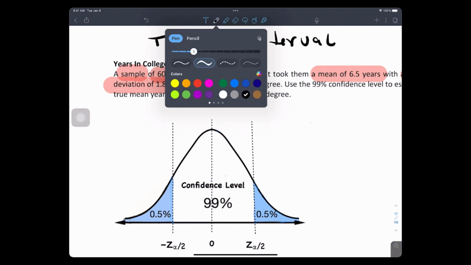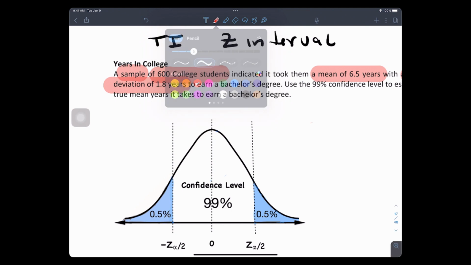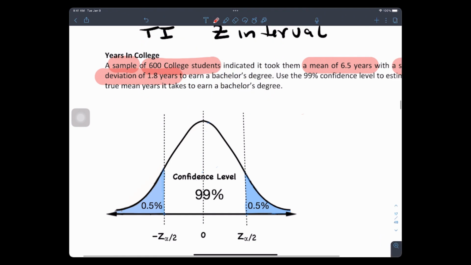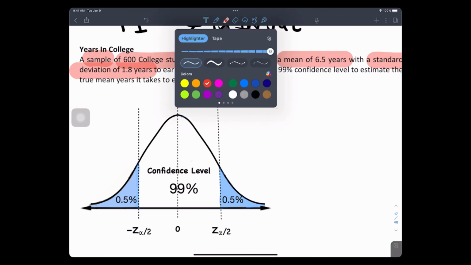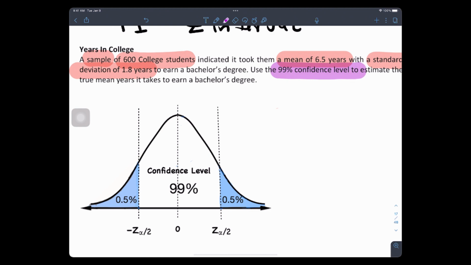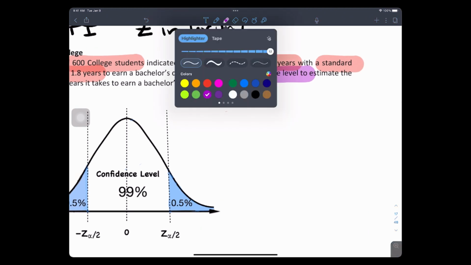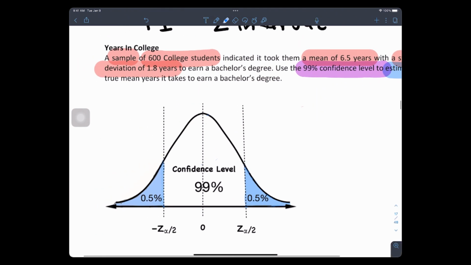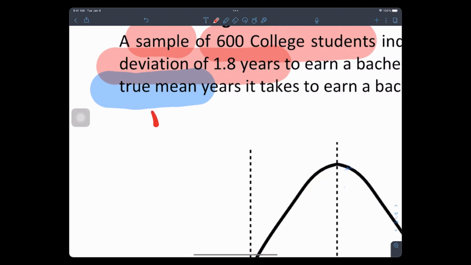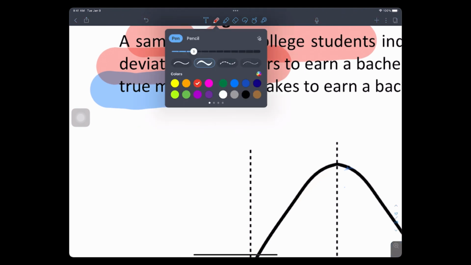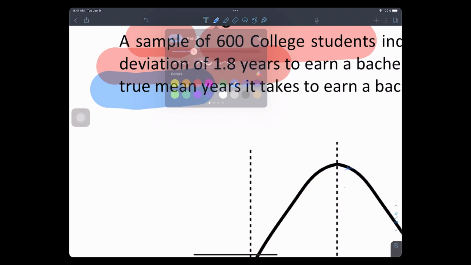It's not where you start, it's where you end. Always remember that. Okay? And now what are they saying? Use the 99% confidence level to estimate. And this is why I'm always reading it. The true mean. So this is where it's different. What are you estimating now? The true mean. It's not the true proportion. It's the true mean mu.